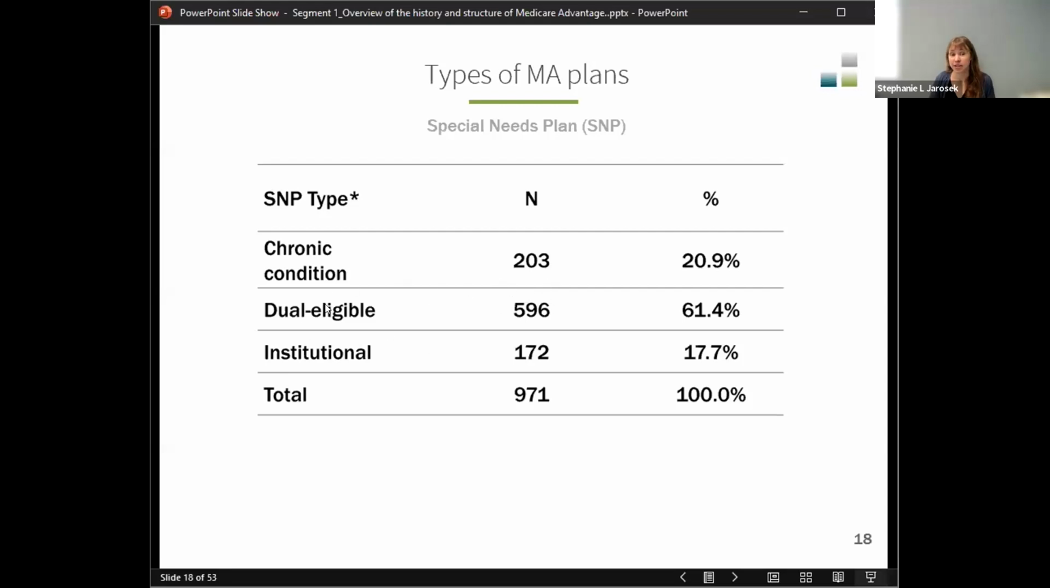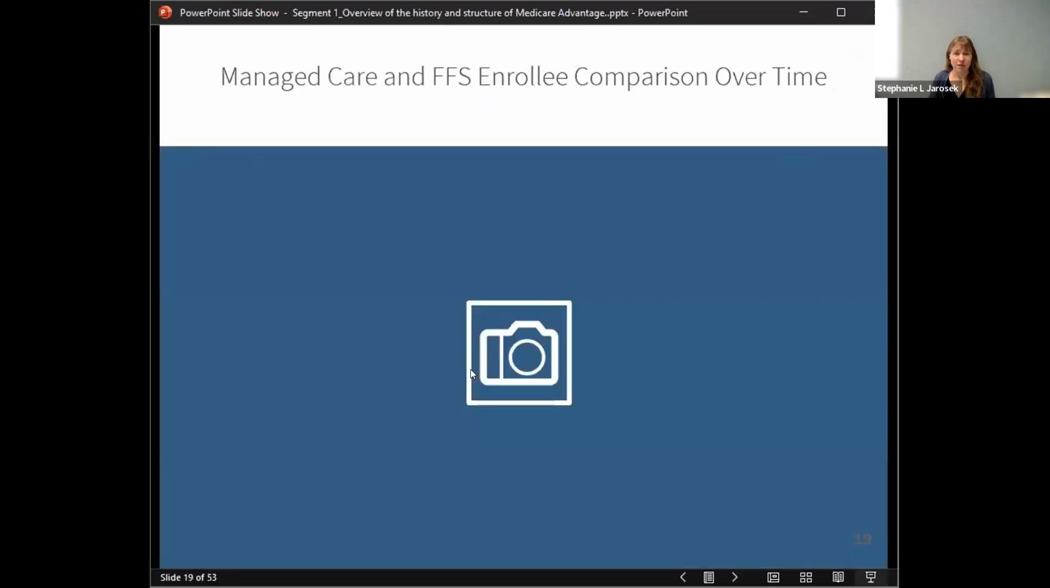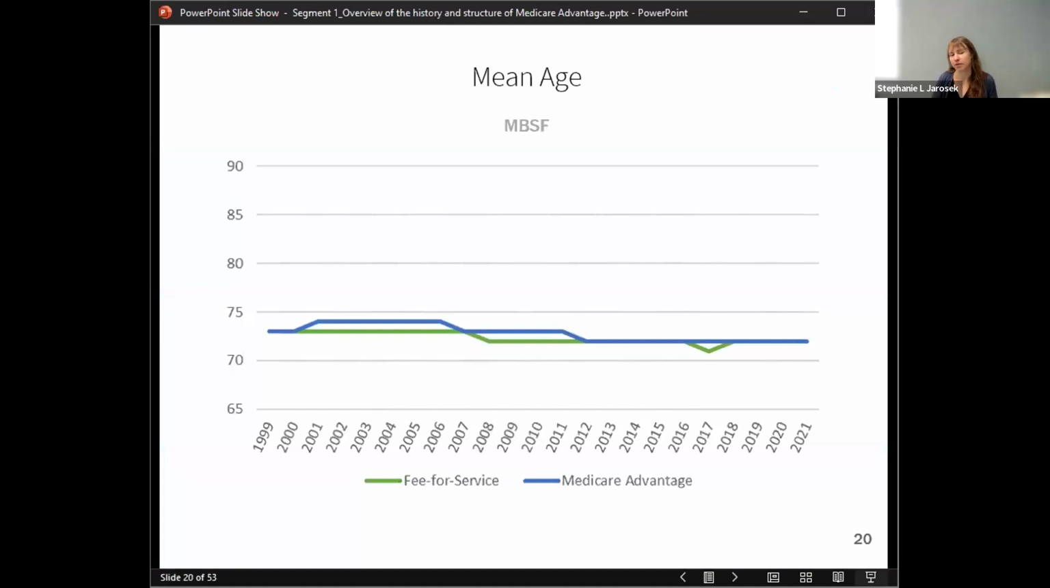I know that there's been interest recently in fully integrated dual eligible plans and highly integrated dual eligible plans. So it is a huge area. If we look at managed care and fee-for-service comparisons over time, we thought that we were going to show lots of differences, but we haven't actually found that. So we just have a couple of slides for you.